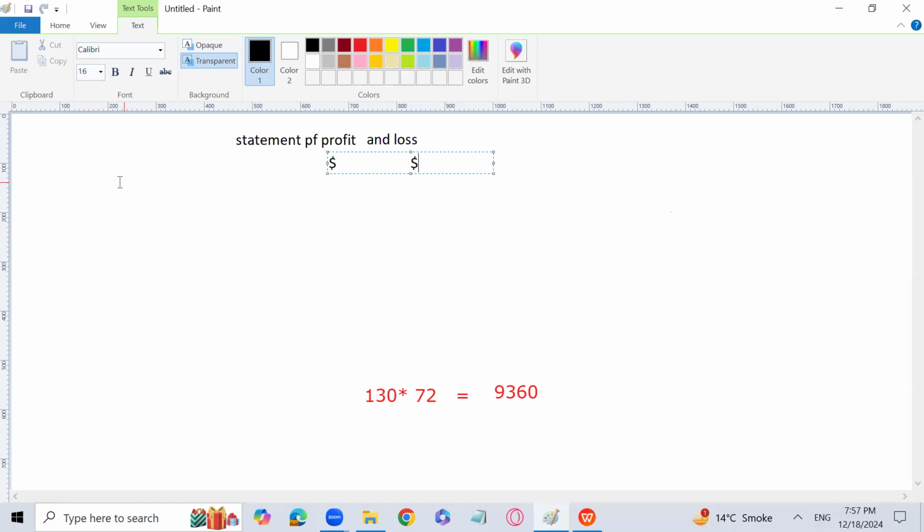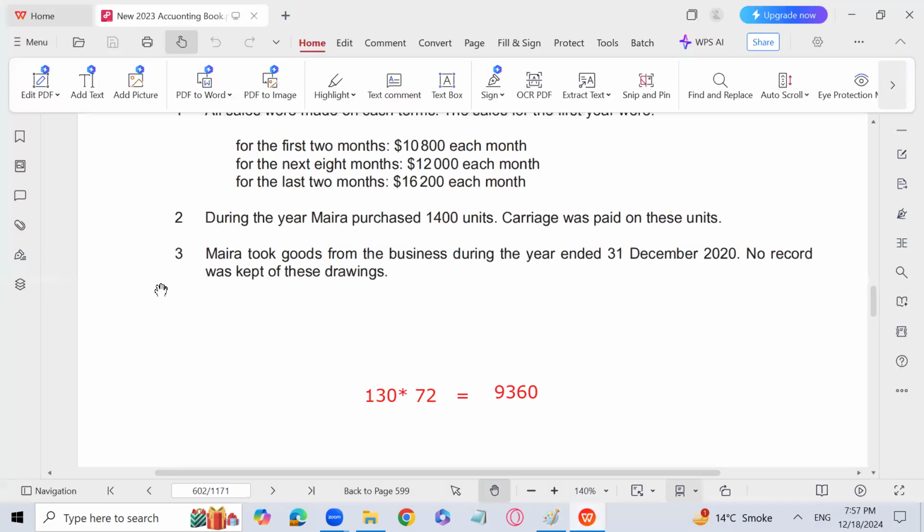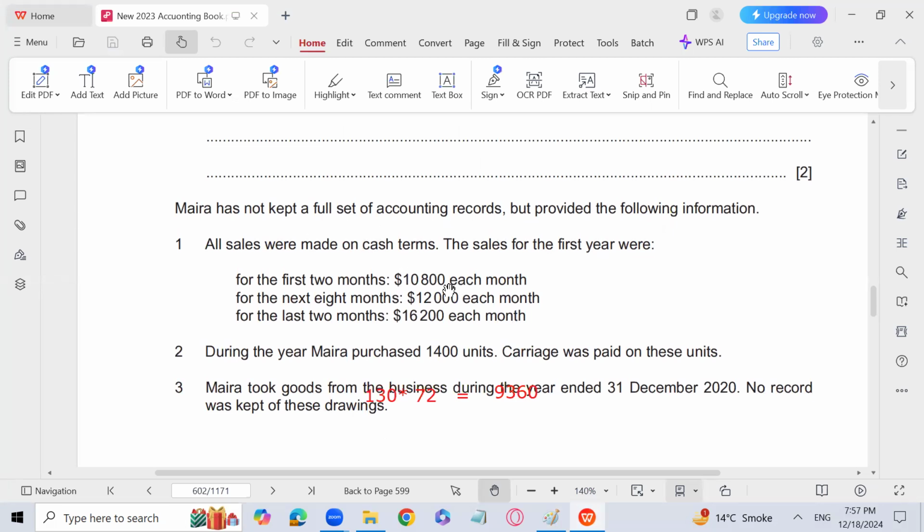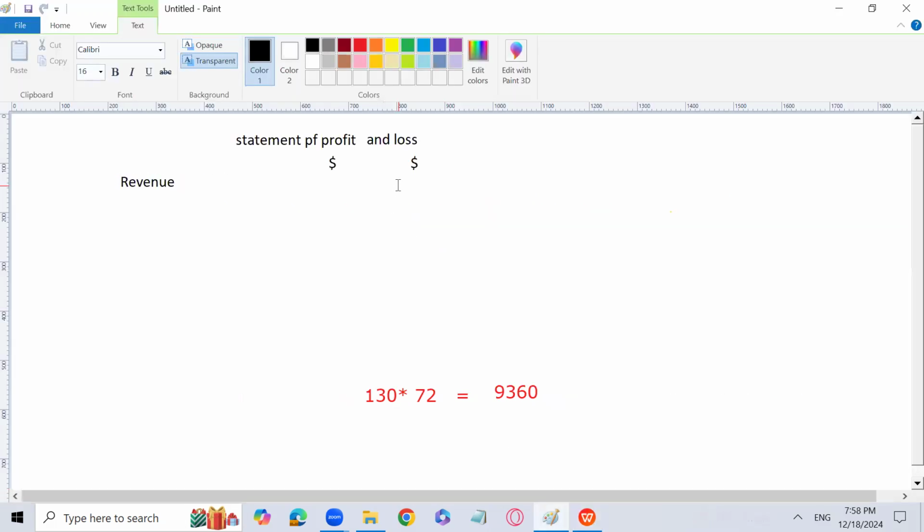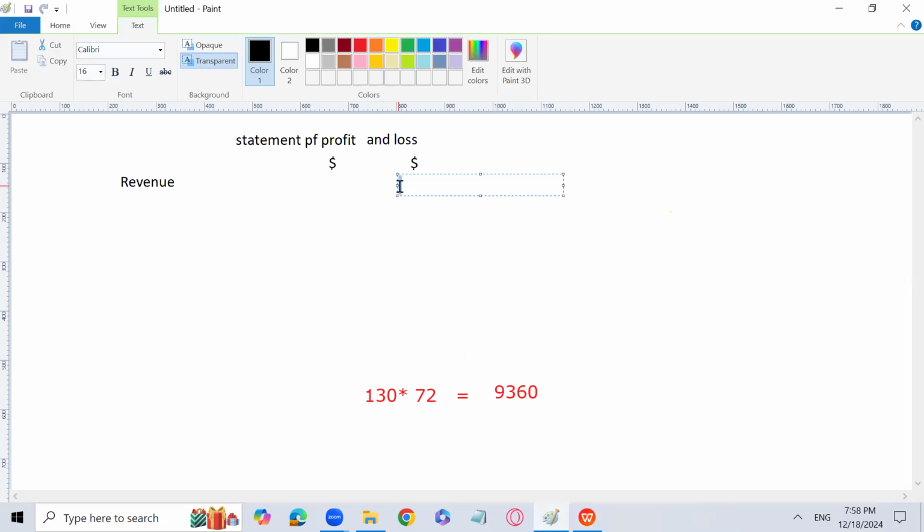So I will write sales or revenue over here. Let me calculate the revenue. Revenue is going to be how much? Can you please help me out? 10,800 plus 10,800, or multiply by 2, then 12,000 into 8 is 96,000, plus 16,200 plus 16,200. You will get the total amount of sales revenue. So please, if you can tell me what is the amount of sales.